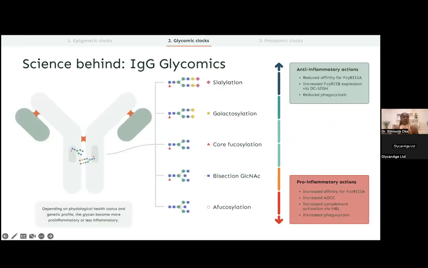Okay. So the reason glycomics is useful is, as I mentioned, you have these glycans on the surface of really important proteins within the body that help fight infection. But what we know is that as your body is exposed to more inflammation and disease, these glycans change shape, and they become either pro-inflammatory or anti-inflammatory, depending on where you are on that spectrum of disease. Depending on your physiological health status and your genetic profile, these glycans can become more or less pro-inflammatory. This diagram nicely shows how these glycans can change as you're exposed to more or less inflammation.